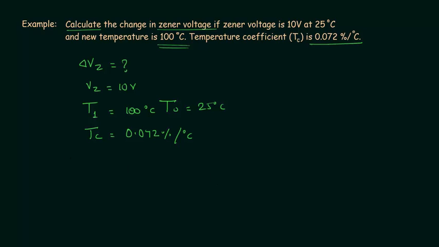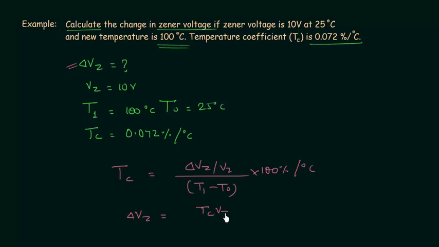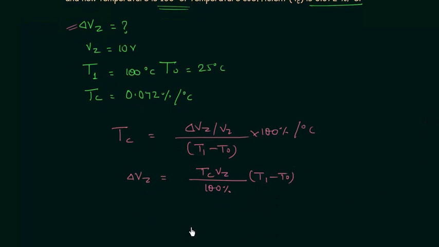Now I will use the above formula to calculate delta Vz. Tc is equal to delta Vz by Vz divided by T1 minus T0 multiplied by 100% per degree Celsius. We have to calculate delta Vz, so I will rearrange this formula, and we have delta Vz equal to Tc multiplied by Vz divided by 100%, in bracket T1 minus T0. Let's try to calculate delta Vz.